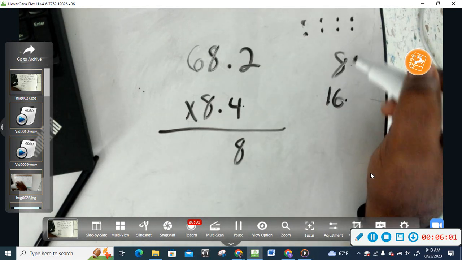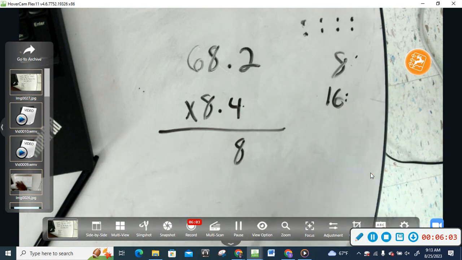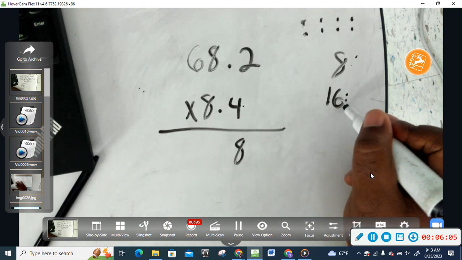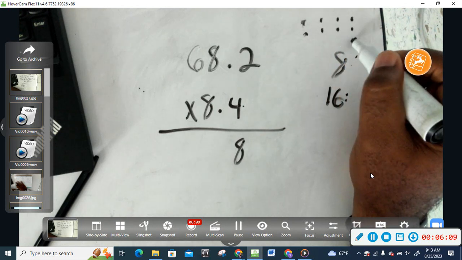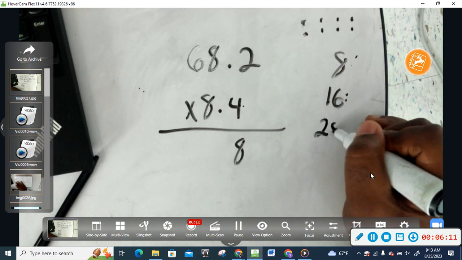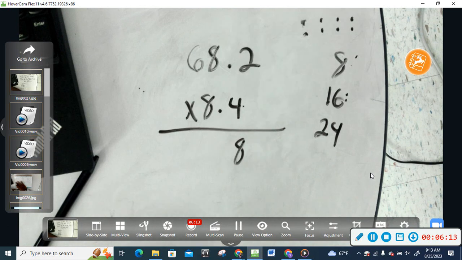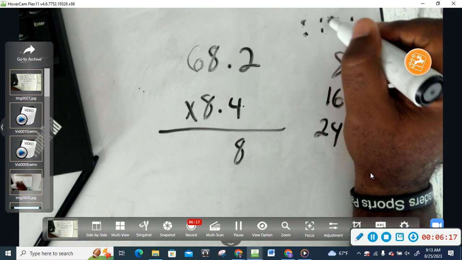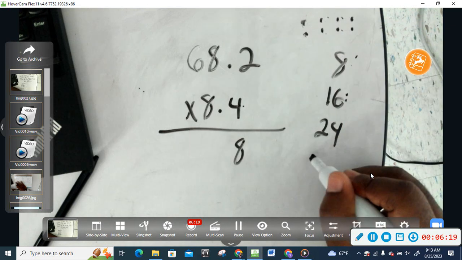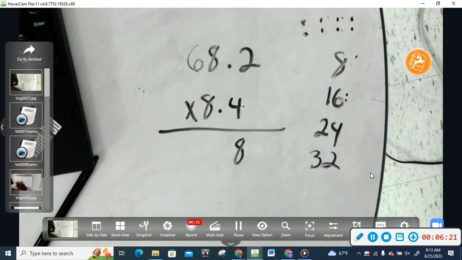8 times 1 is 8. 8 times 2 is 16. Now I just count from 16 to get to my next number: 16, 17, 18, 19, 20, 21, 22, 23, 24. 8 times 3 is 24. And then the last one is 8 times 4. 25, 26, 27, 28, 29, 30, 31, 32. So that's just a quick tip if you get stuck and you want to do a non-calculator question, which is what these are.